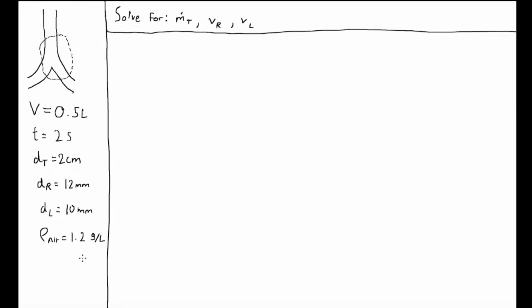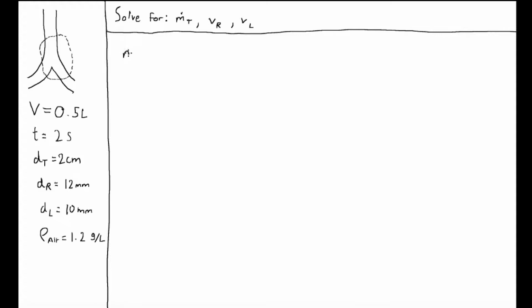So first, what we want to do is assume that the system during one inhaled breath is at steady state and non-reacting. So we can model the trachea and bronchi as cylindrical conduits. And since no humidification occurs, we assume that there's a constant air density. So because of this, we can use our conservation equation for mass flow rates.